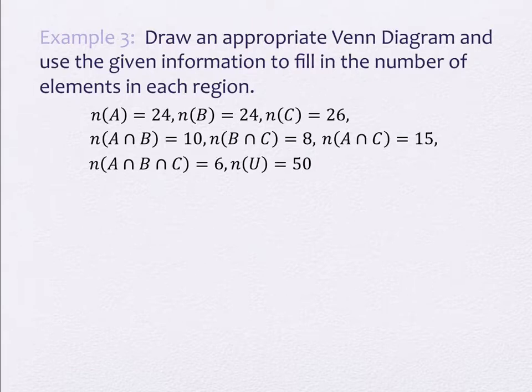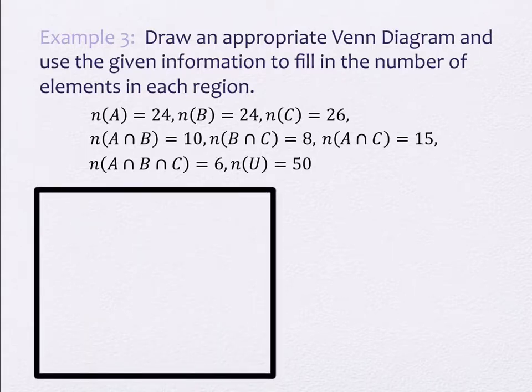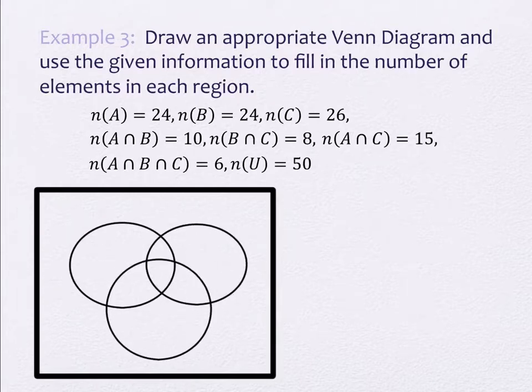What do you think? 3. I've got a rectangle, and I only need circles for however many letters are mentioned. So this mentions 3 letters, A, B, and C. So I'm going to draw the Venn diagram for circle A, circle B, and circle C, and of course our universal set.